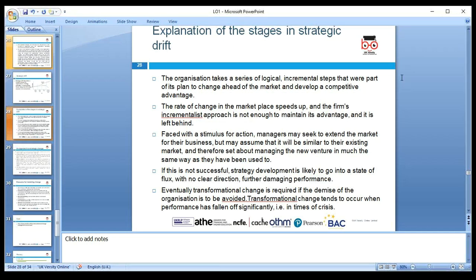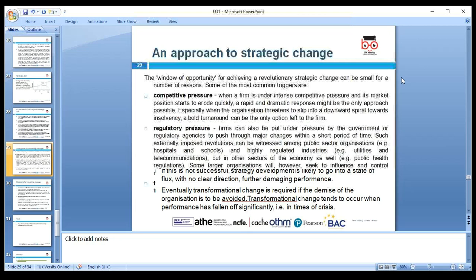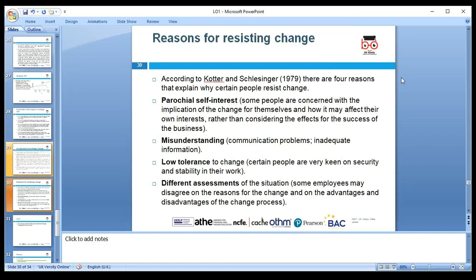Okay, that's what we need to look at. Okay, so guys, we need to keep focus on this one. Okay, so next, strategic change can be driven by competitive pressure, regulatory pressure, or first-mover advantage.